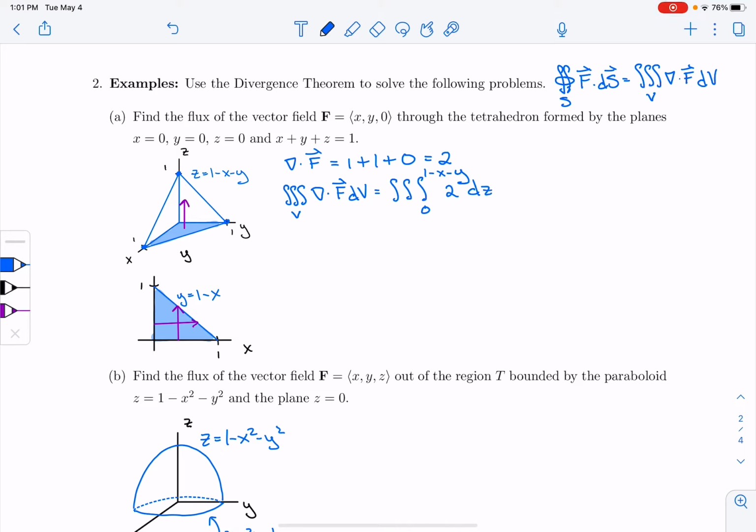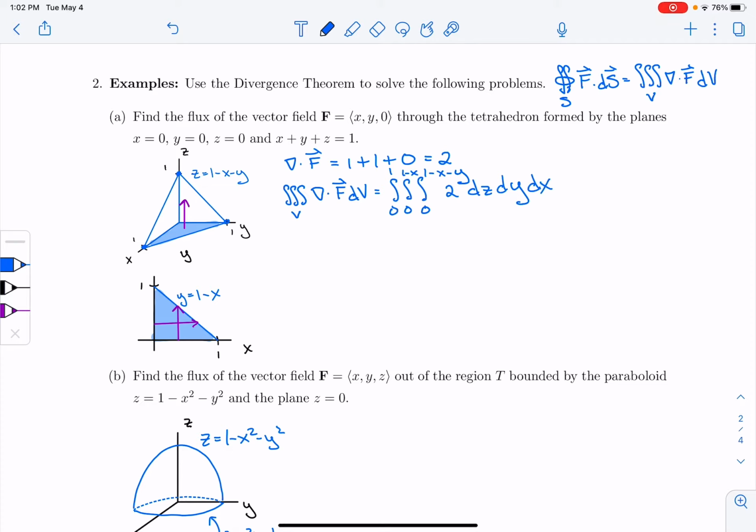Now, if we want to describe the region in the xy plane, you can see that that's a triangular region where y is equal to 1 minus x. So I'm going to integrate from 0 to 1 minus x dy. And then I'm going to integrate from 0 to 1 dx.